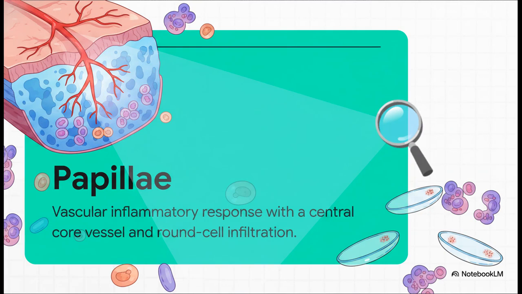Now let's zoom in on papillae for a second. Microscopically, we're talking about an inflammatory response defined by a central core vessel that comes right up to the tissue surface. Surrounding that dilated capillary, you'll find localized edema and a really dense infiltration of round cells, lymphocytes, plasma cells, and eosinophils. This is the exact mechanism you're seeing when you diagnose things like vernal and atopic keratoconjunctivitis, or even contact lens-induced giant papillary conjunctivitis.